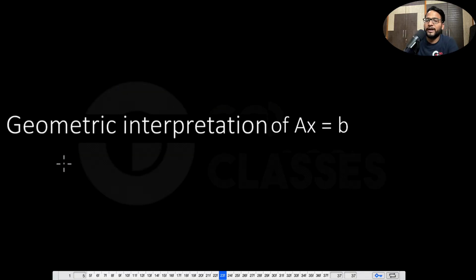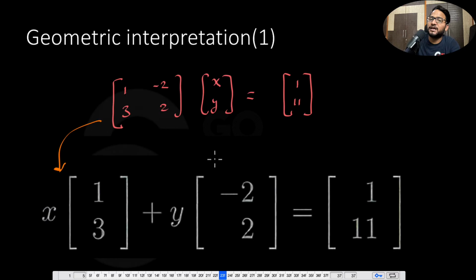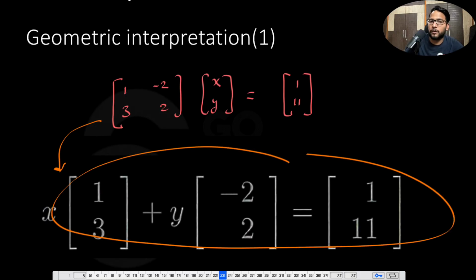So basically, when I am saying the geometric interpretation, there are two types of interpretation that you can do. One is called the column picture. Currently I'm in the first kind of interpretation where I will be interpreting this Ax equal to B as just columns, which means I can understand this Ax equal to B like this, which means as a column picture.